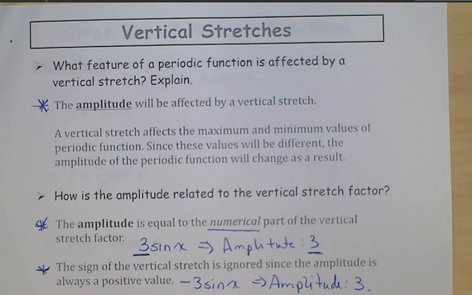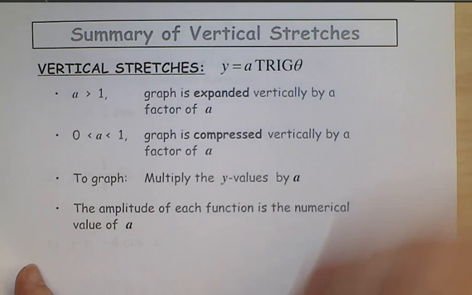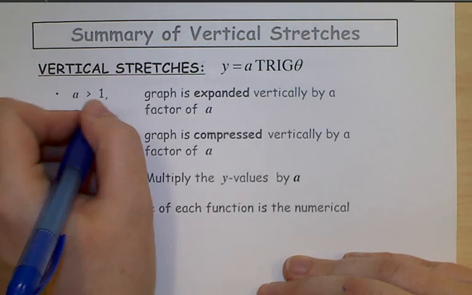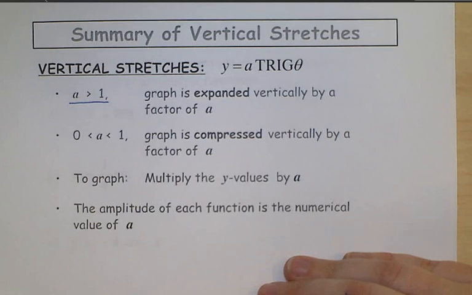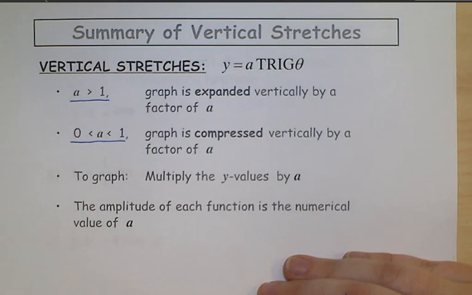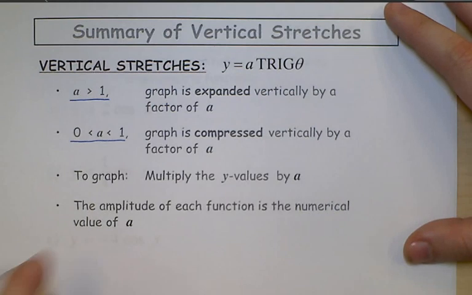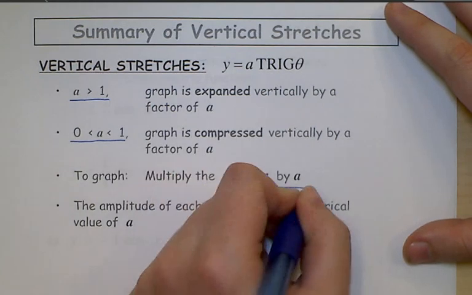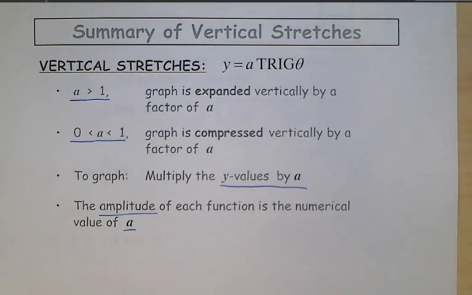So just to summarize, the same as for all other graphs we've done this year: when a is greater than 1, the graph is expanded vertically. When a is between 0 and 1, so 0.5 or 1/2, the graph is compressed vertically. And when we graph it, what we want to do is multiply the y values by a. And what we can tell without even having to graph it is that the amplitude equals our a value. So it's a quick way to find the amplitude if you have the equation.